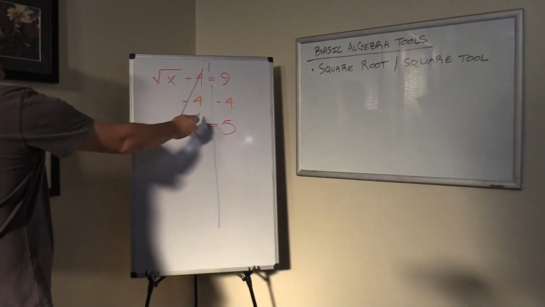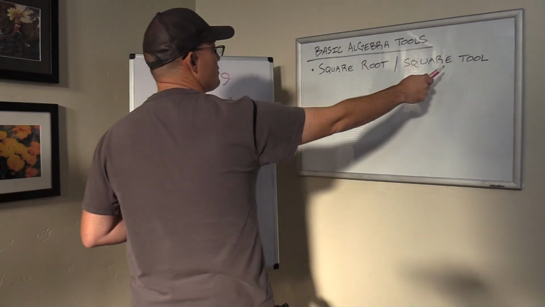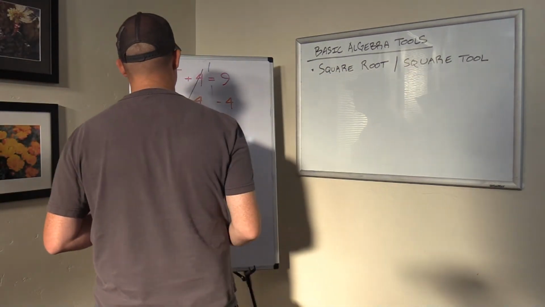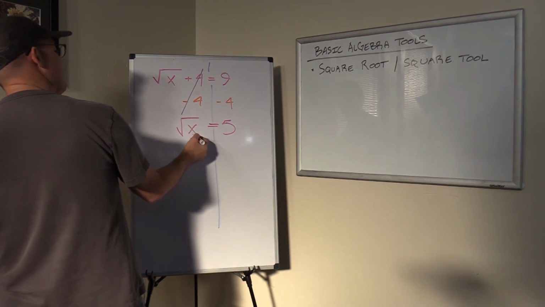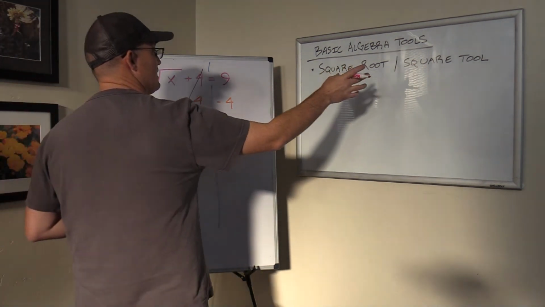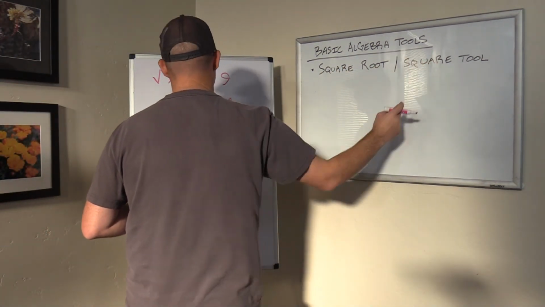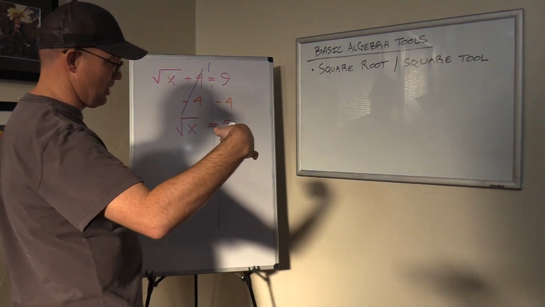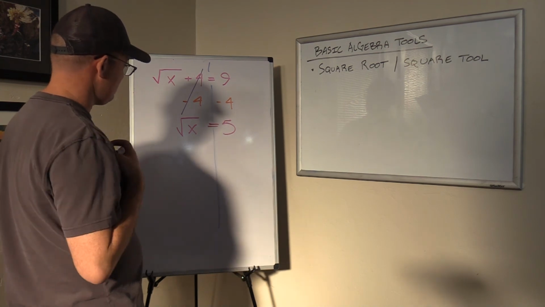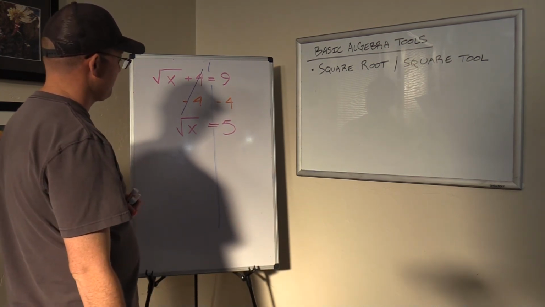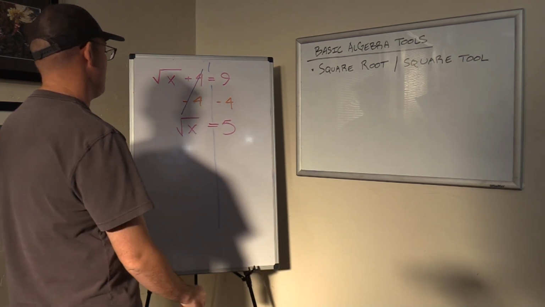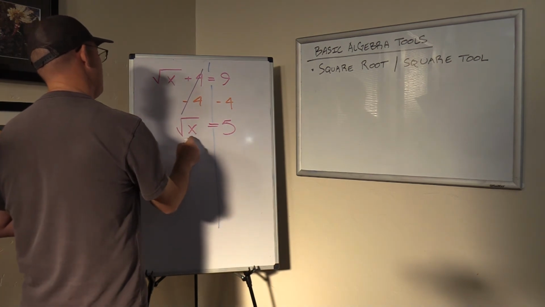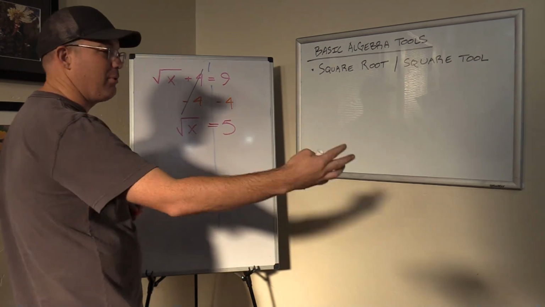Okay, now we've never seen this before, but we're going to use the square tool. It's just the opposite of the square root tool. Whenever you see the square root of some number or symbol, you can get rid of that in algebra using the square tool. What's the square tool? The square tool means you just multiply the number by itself. So what do we want to do here? We got the square root of x equals 5. We want to square both sides of the equation.